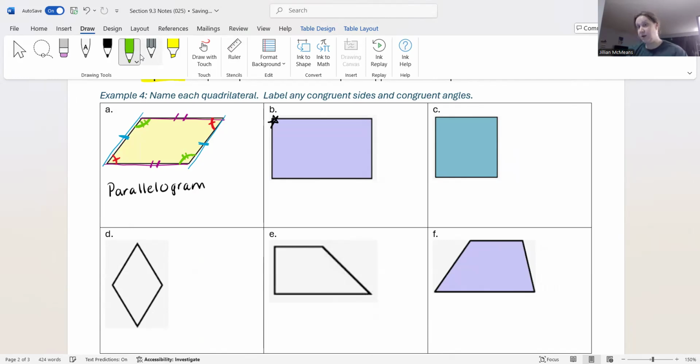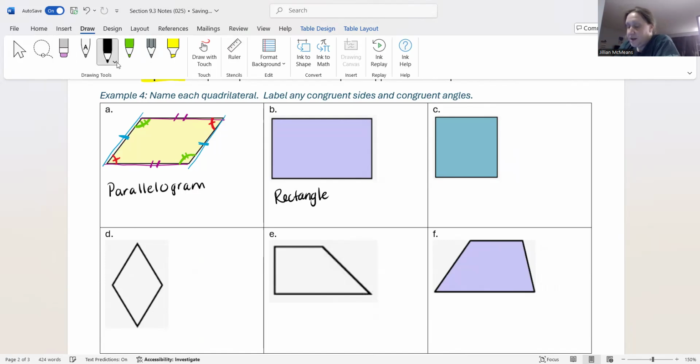So in parallelograms, opposite sides are parallel. You can see that the two magenta sides are parallel, and the two turquoisey blue sides are parallel. Opposite angles are congruent and opposite sides are congruent. Now, a rectangle is what we have next. A rectangle fits the criteria for a parallelogram. It's just got this extra thing that makes it special. So this is a rectangle.